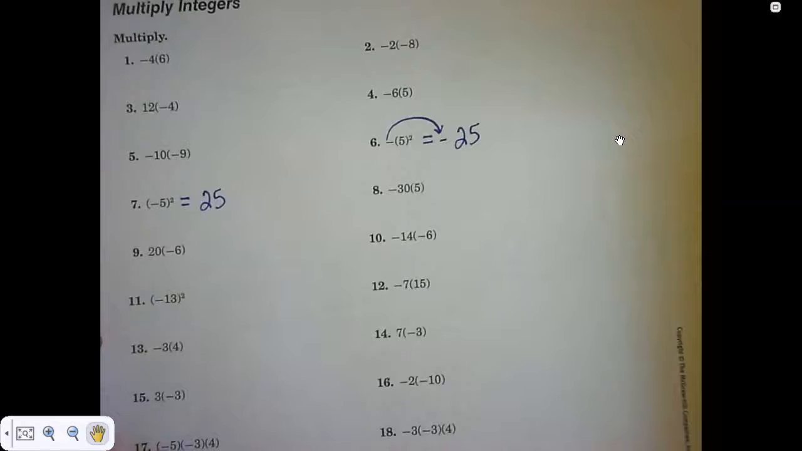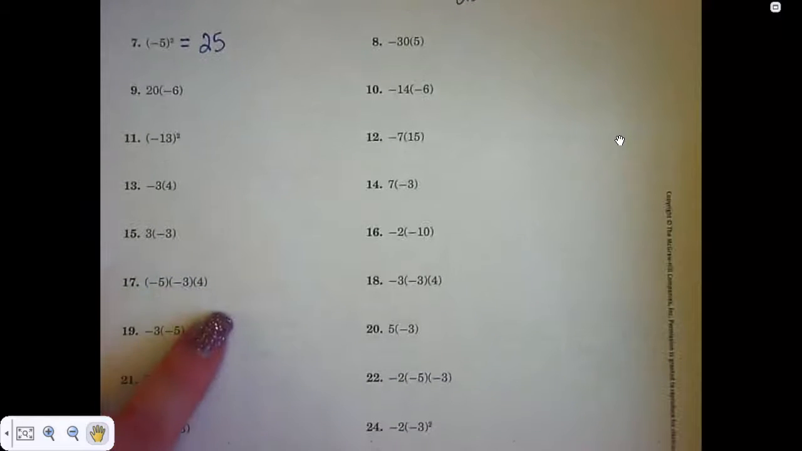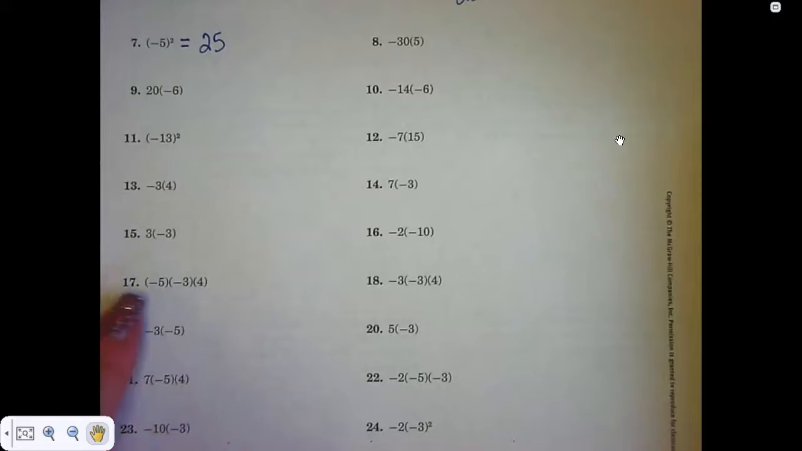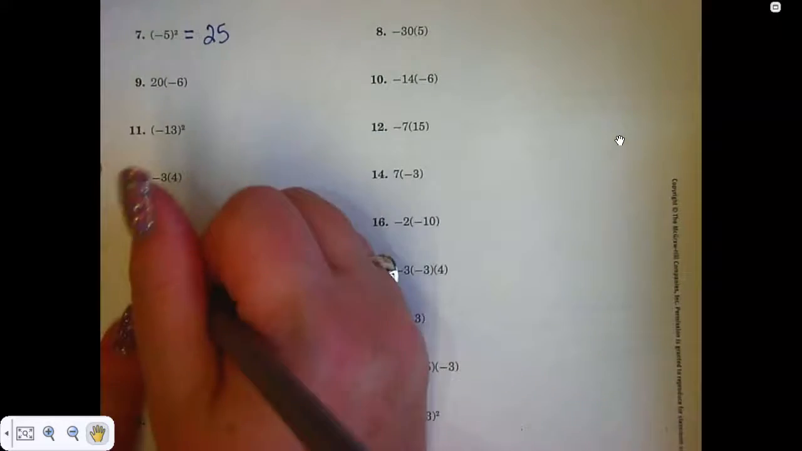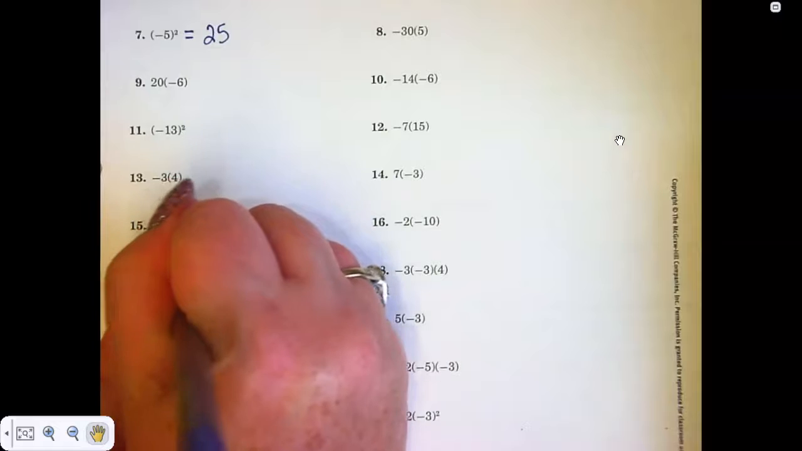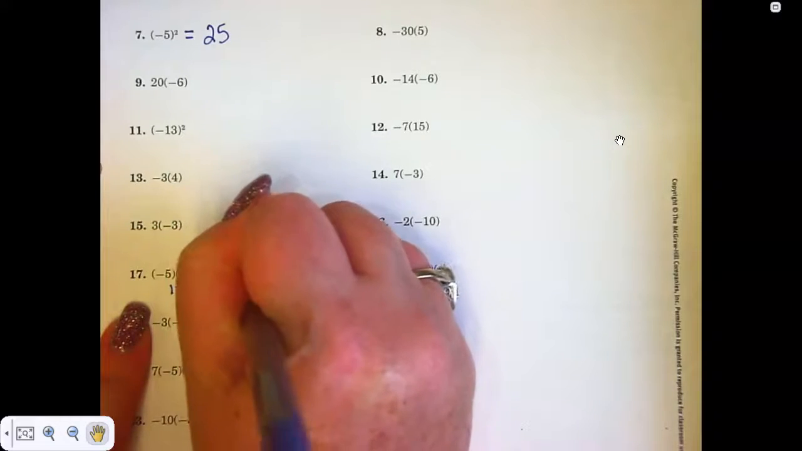All right, let's do number 17. Let's work left to right. Negative 5 times negative 3 is 15. And then 15 times 4 is 60.